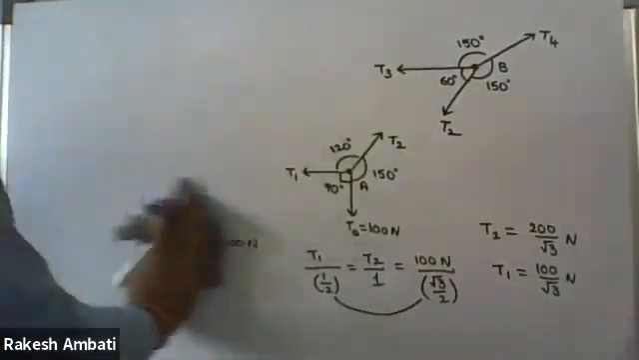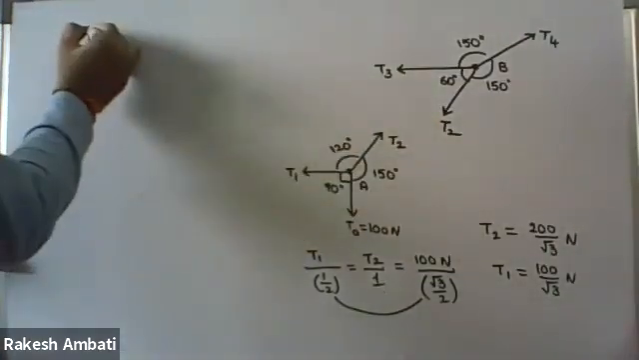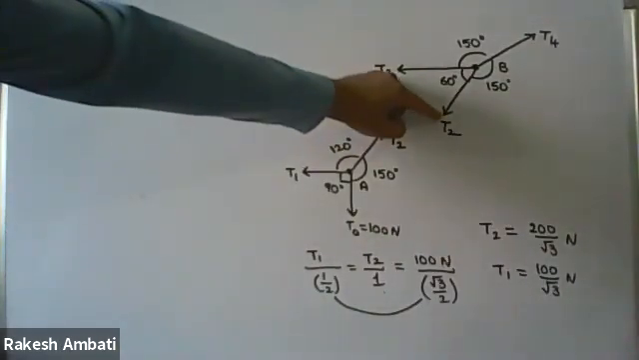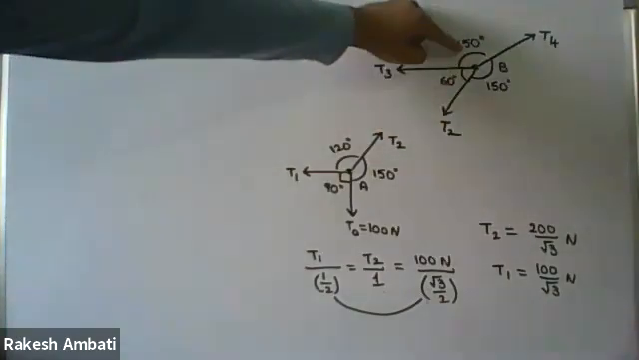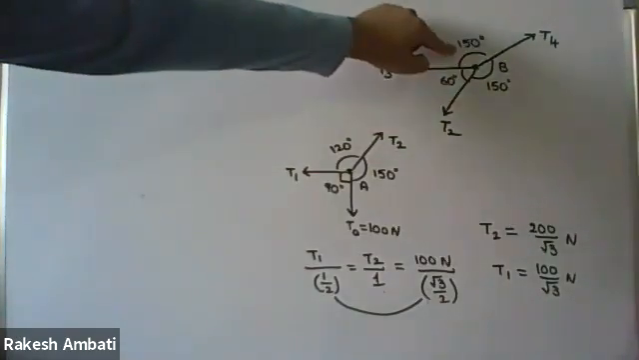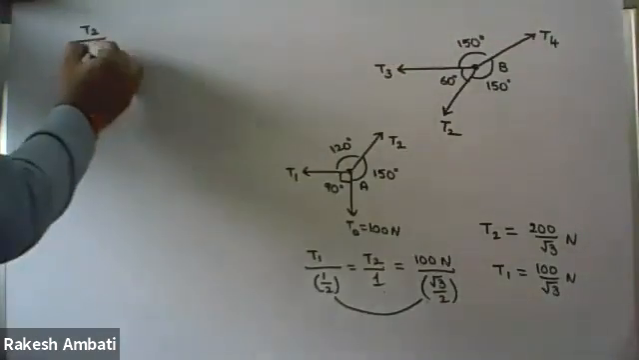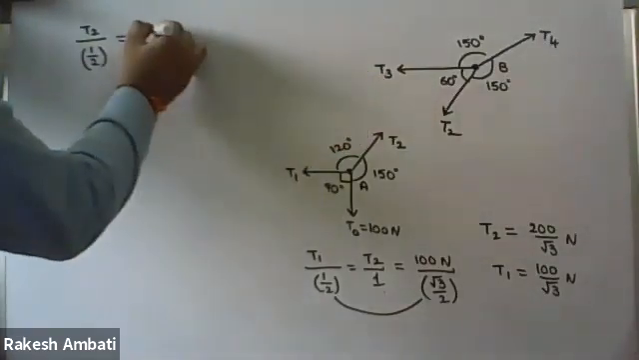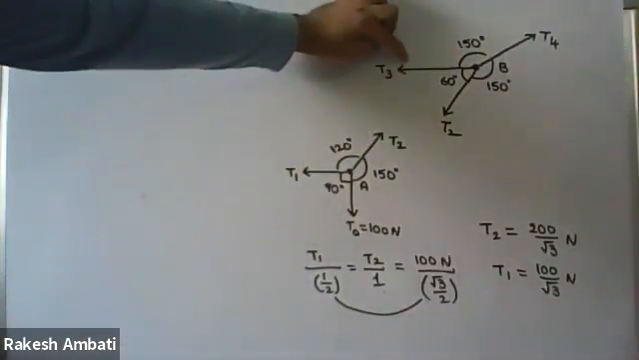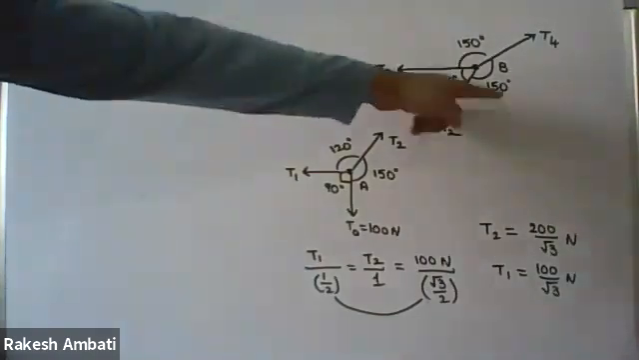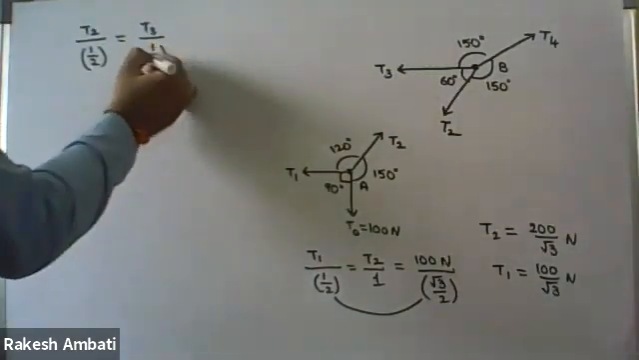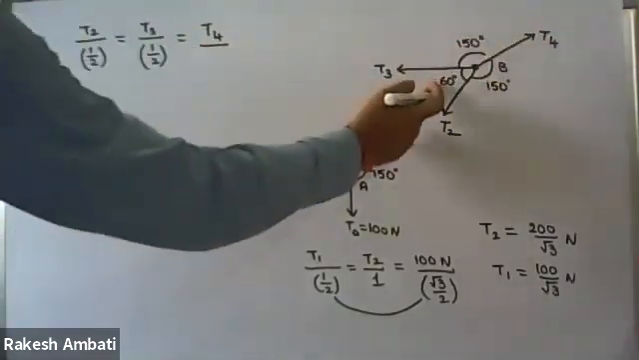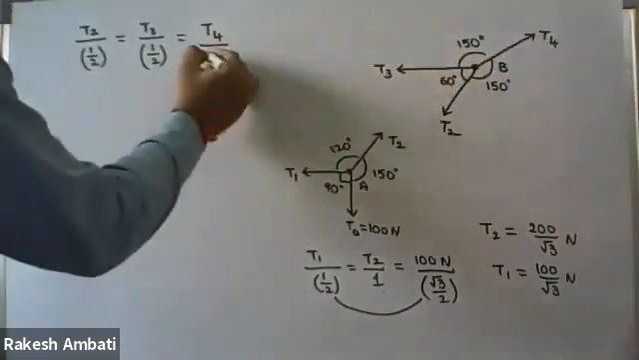If we apply Lami's theorem, first of all, T2. For T2, what is the opposite angle? 150 degrees. So what is the sine 150 value? Half. So T2 upon half equals, next I'm taking T3. For T3, what is the opposite angle? 150, and sine 150 is half. Now equal to T4. For this T4, what is the opposite angle? 60. Sine 60 is root 3 by 2.